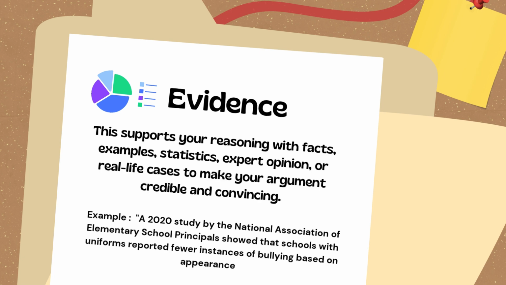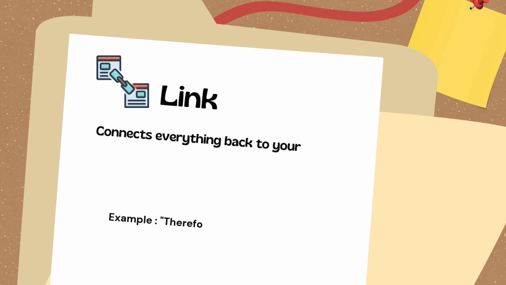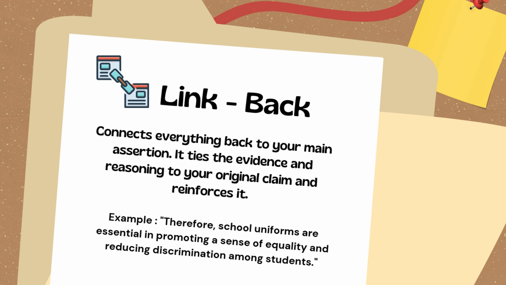E is for evidence. This is where you bring in the facts, statistics, expert opinions, and real-life examples. Example: a 2020 study by the National Association of Elementary School Principals showed that schools with uniforms reported fewer instances of bullying based on appearance. L is for link back. This ties everything together, bringing your argument back to the original assertion. Example: therefore, school uniforms are essential in promoting a sense of equality and reducing discrimination among students.